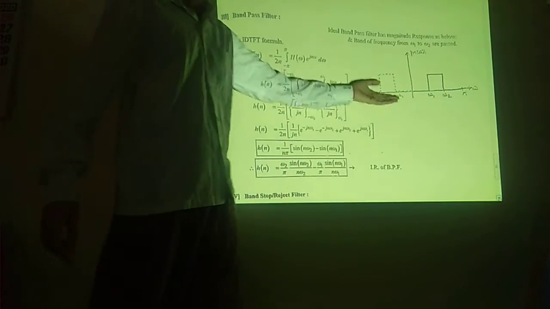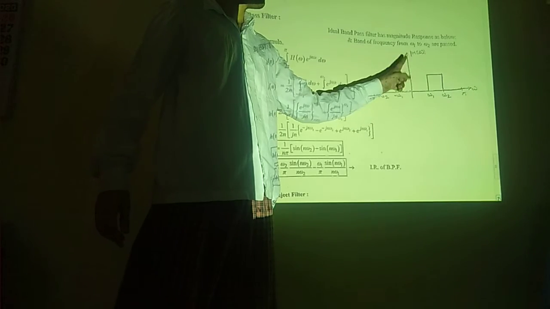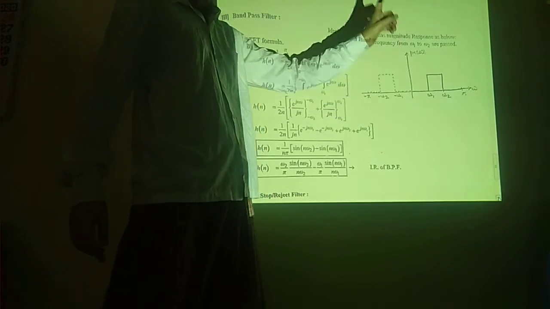Let us see the response of the band pass filter. If you see, this is the x-axis, this is the y-axis. Considering the range from omega 1 to omega 2, the frequency is allowed only in this range, and no frequency is allowed elsewhere. This is an example of a band pass filter, the ideal response of a band pass filter. The value over here is 1, the highest amplitude.